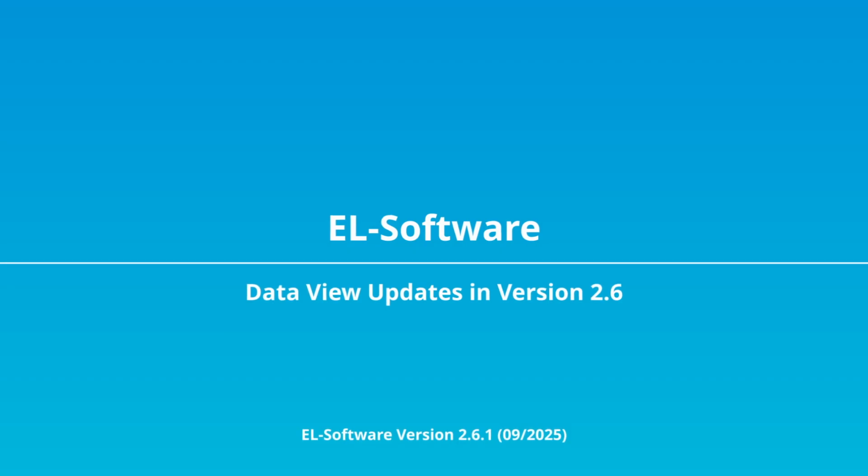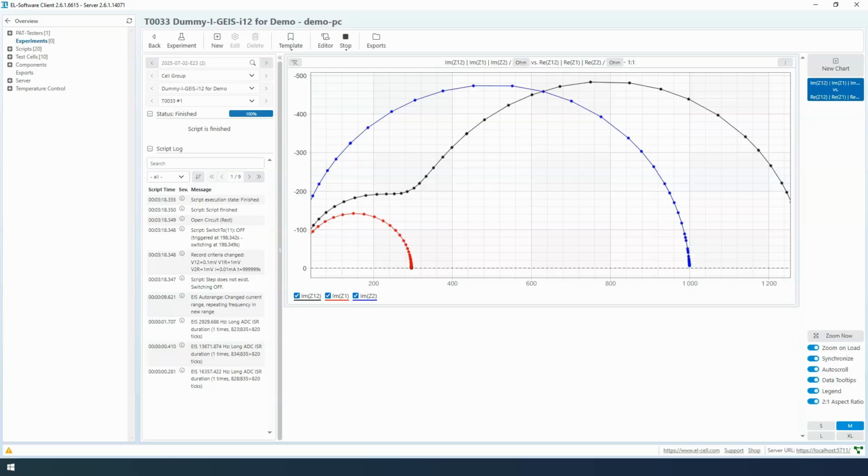Today, we take a look at the improved data view in version 2.6. The data view is an important area in EL software. This is where the graphs with recorded measurement data are displayed and where data from multiple measurements can be compared with one another. Here we see a completed measurement and some apparent changes to the user interface.